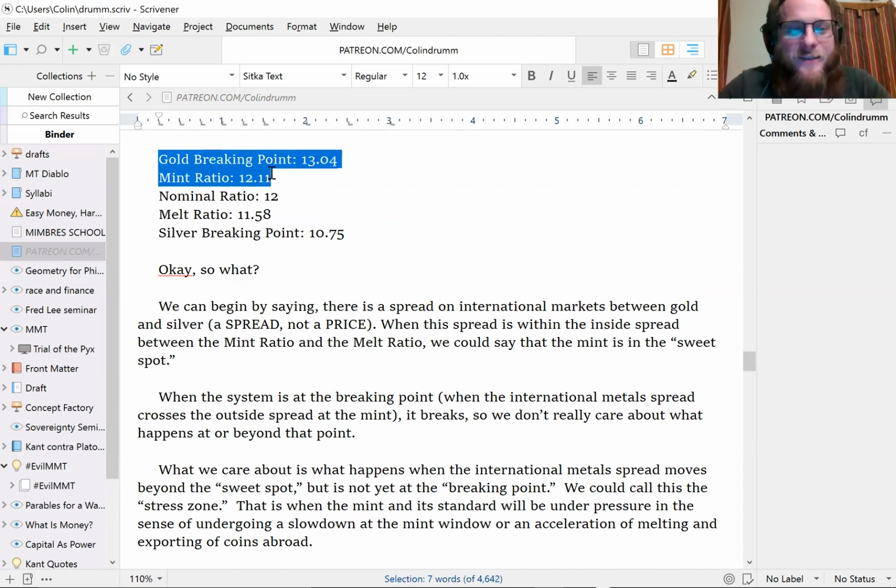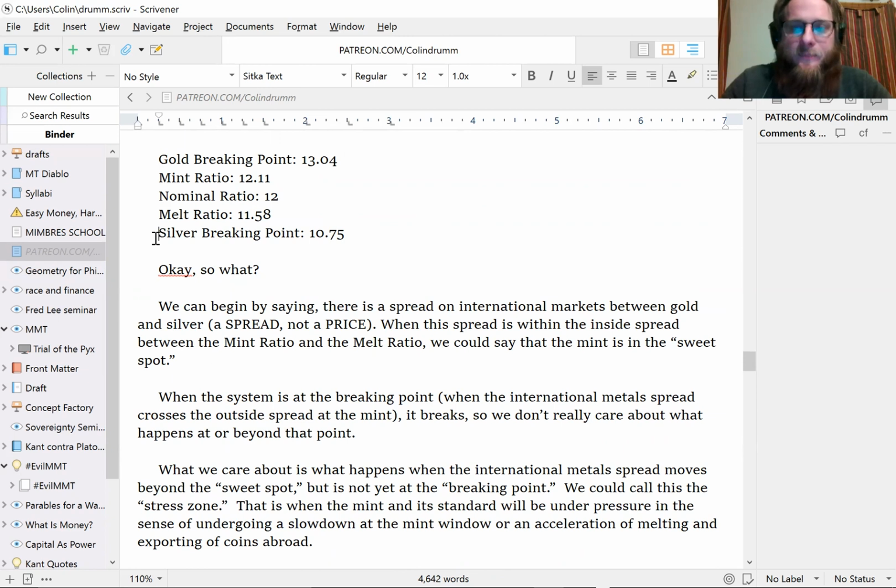But the size of these spreads between the gold breaking point and the mint ratio, between the melt ratio and the silver breaking point, is actually equal to the charge on the gold coin. It's 7.7%, which is the charge. Whereas the spread between this and this, and between silver and the mint, or between gold and the melt, is the size of the charge on the silver coin.